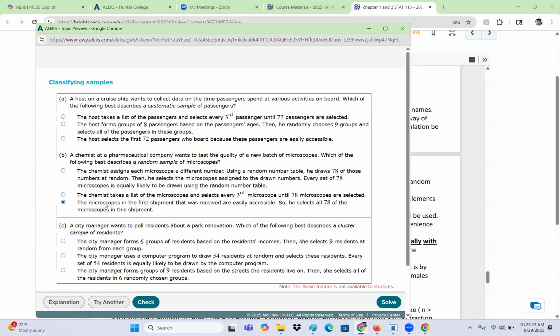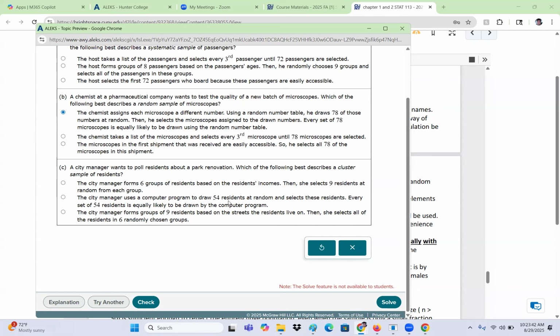The microscope in the first one was received by easy access, but this is convenience sampling, so we don't pick this. So this one has to be B, right? So I just don't pick that. So A will be the first one. The B also will be the first one. The cluster sampling, so we have to be really careful with this choice.